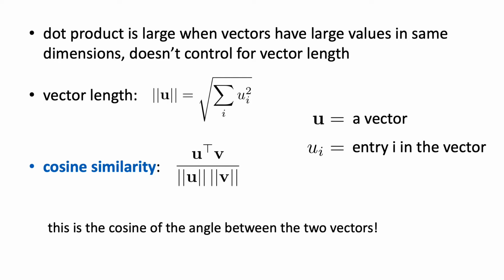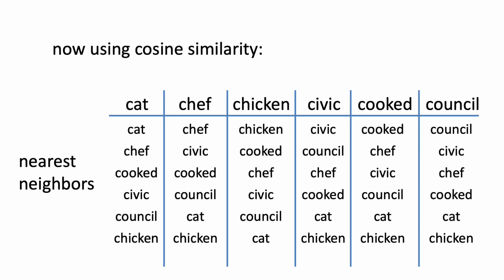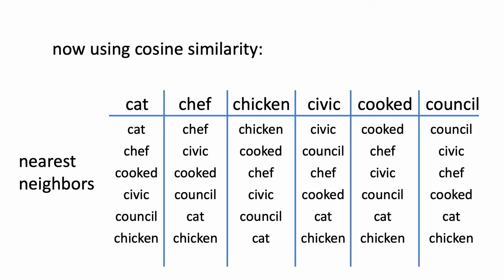It's called cosine similarity because it actually corresponds to the cosine of the angle between the 2 vectors. As such, it ranges from -1 to 1. If we recompute the nearest neighbors using cosine similarity, things look very different. Now the most similar word to a given word is itself, and in some cases the next few nearest neighbors also match our intuitions of word similarity. For example, chicken is similar to cooked and chef, and civic and council are similar to one another.